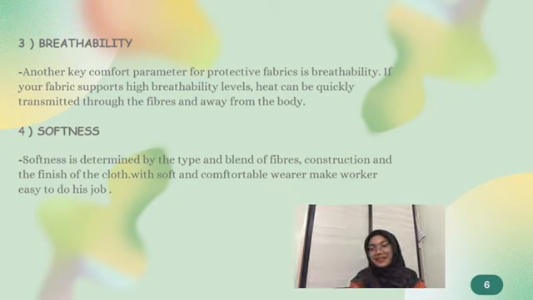The last characteristic that you must take into account in your protective clothes is softness. Softness is determined by the type of blend fiber, construction and the finish of the clothes. Dengan baju yang selesa, dia boleh menjadikan pemakai itu selesa untuk memakainya dan mudah untuk membuat pergerakan. Jadi pekerja-pekerja akan lebih kerap memakai baju tu dan menyebabkan mereka tak terdedah dengan bahaya.